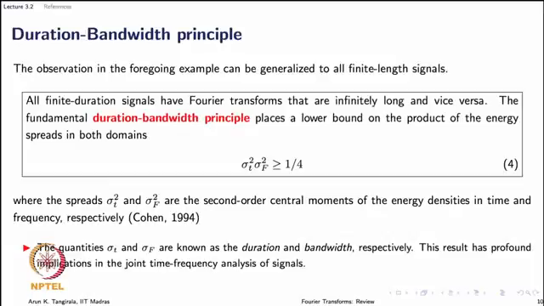All you have to do is view the energy densities as analogous to probability densities. Then sigma square t will take the place of variance when you think of a random variable, and sigma square f likewise. The only difference is the density functions that you are using to arrive at these quantities sigma square t and sigma square f. Of course, as I said, we will go through this more formally in the next unit, all right.